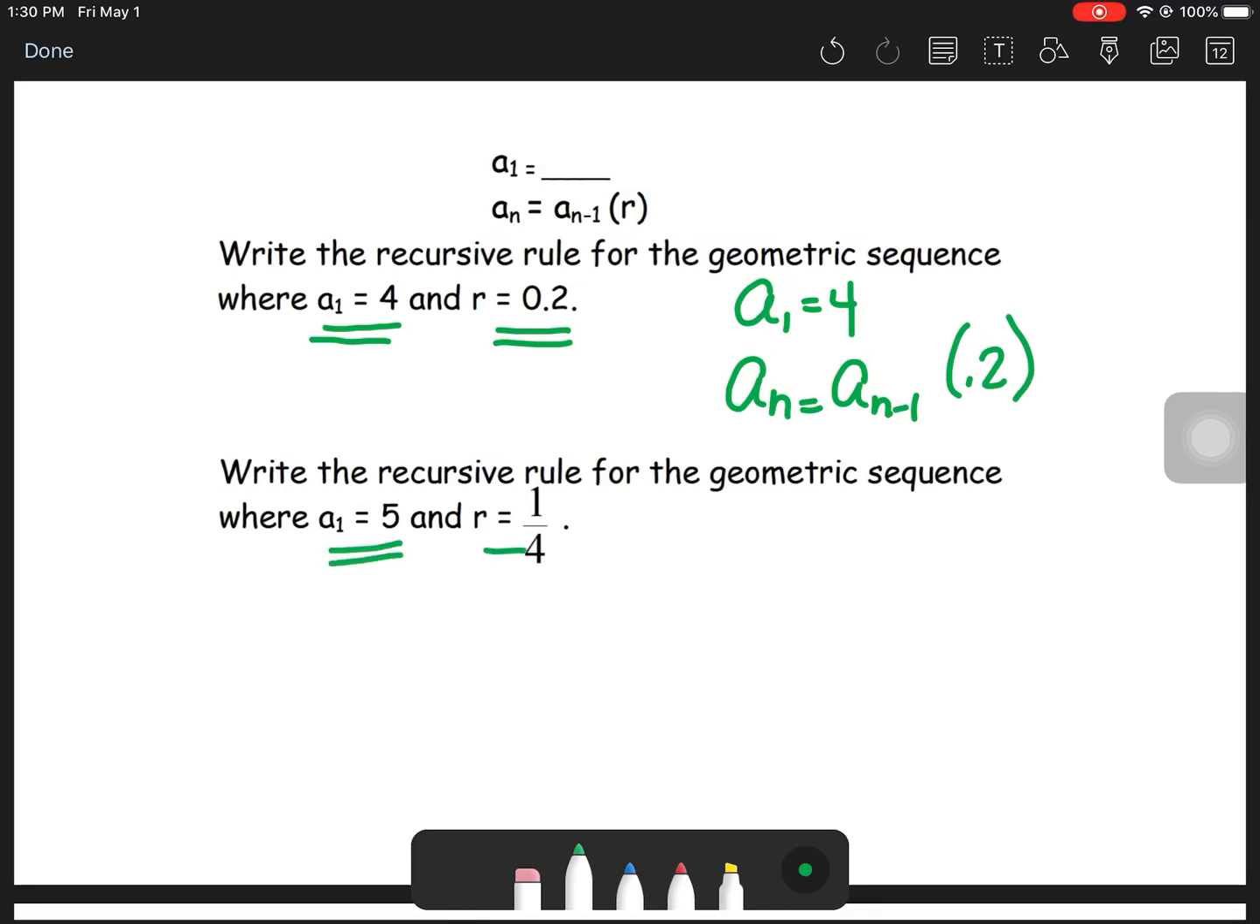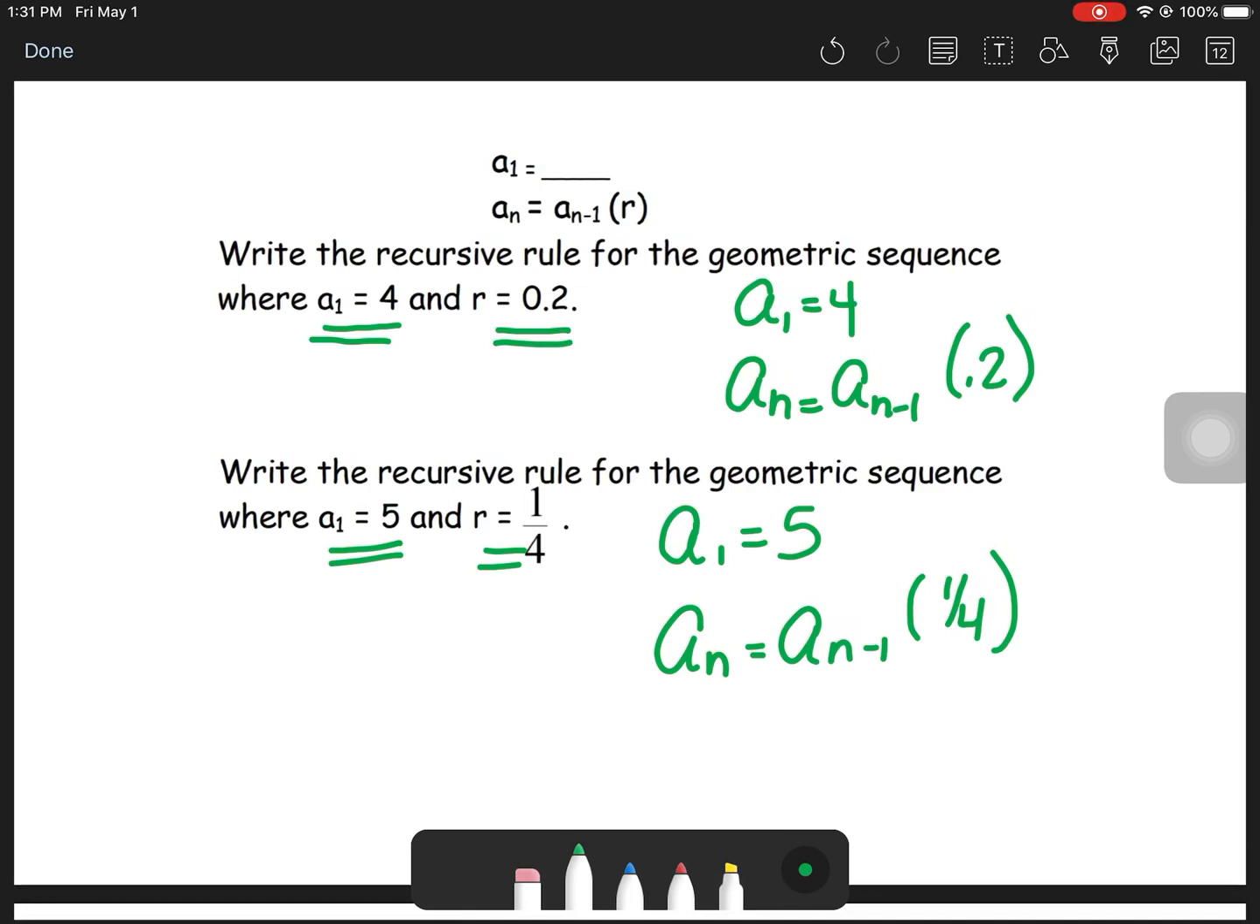So here's the next one. You must write the first term. Then to write the rest of the rule, a sub n is a sub n minus 1 times 1/4. And that is it. That is how you write the recursive rule for the geometric sequence.